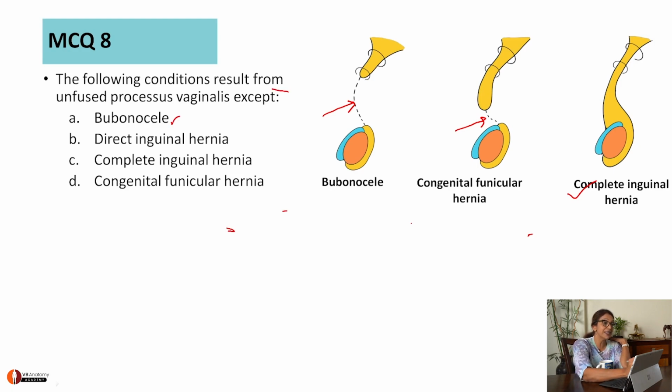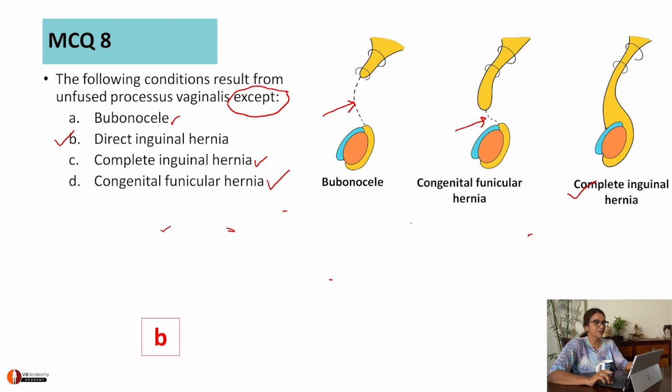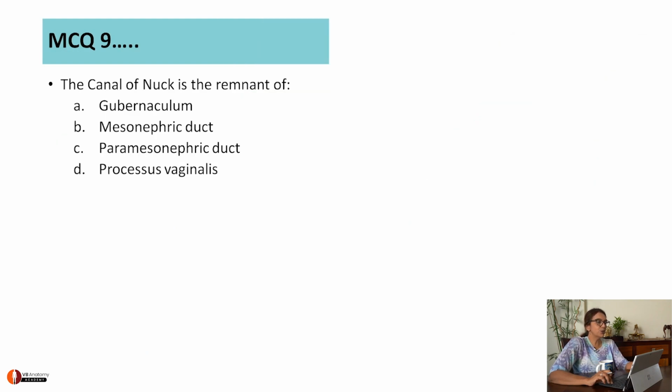So, following conditions result from unfused processus vaginalis: bubonocele? Yes, we are looking for except, okay, we are looking for the negative answer. So, bubonocele, yes. Complete inguinal hernia, yes. Congenital funicular hernia, yes. Direct inguinal hernia? No. Direct inguinal hernia results because of old age, weakened abdominal wall muscles. It is not because of unfused processus vaginalis. So, B has to be the correct answer. Let's take a look. Yes, it is. Let's move on to MCQ 9.